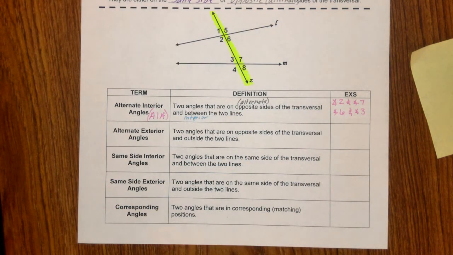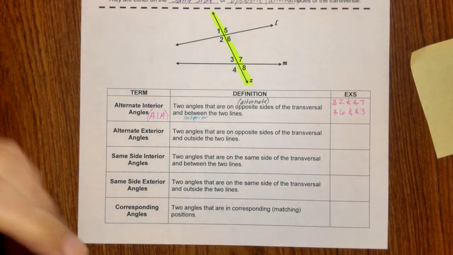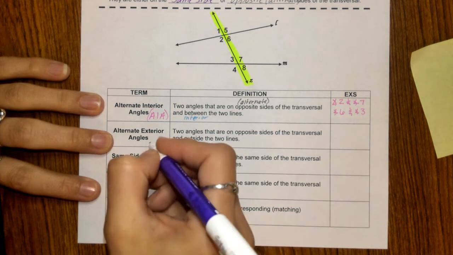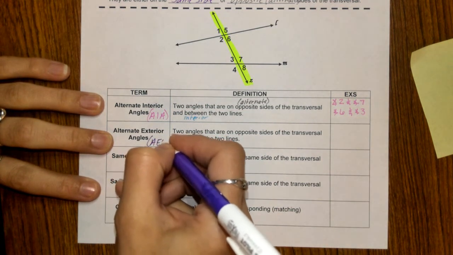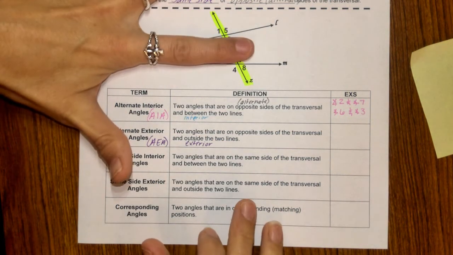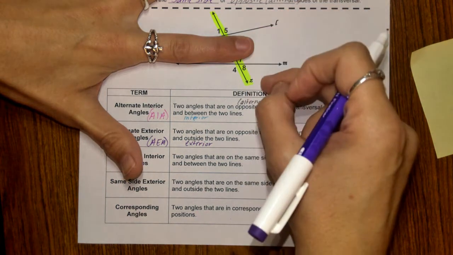Next, we have alternate exterior. So this is going to be the same but opposite, kind of. Okay, now we're looking at the exterior part. We can abbreviate this AEA, especially when you get into your proofs. So now we're not looking on the inside anymore. We're looking on the exterior angles.